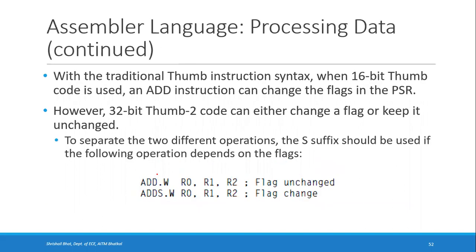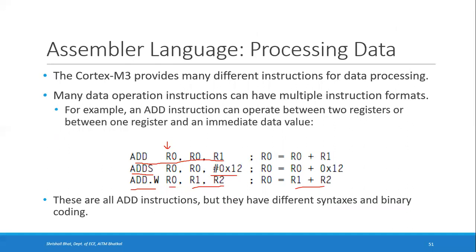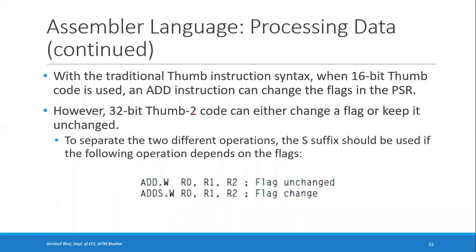With the traditional Thumb instruction syntax, whenever we use a 16-bit Thumb code, an ADD instruction can change the flags in the PSR. If it is a 16-bit instruction, if you just write ADD, it will update the flags. But in a 32-bit instruction, you can choose whether you want to update the flags or not. If you write S, then only it will update the flags. If you do not write S, then it will not update the flags. Suppose you write ADD.W R0, R1, R2, the flags will remain unchanged. But if you want the flags to get updated, you need to add S in the ADD instruction. Then only the flags will get updated.